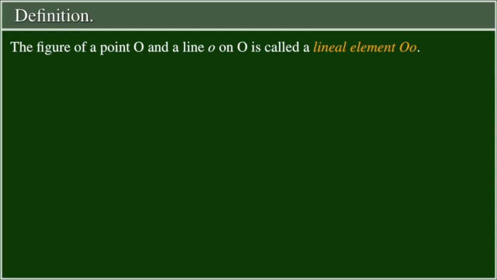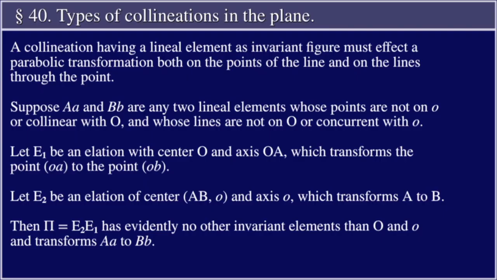Definition. The figure of a point O and a line o on O is called a lineal element, Oo. A collineation having a lineal element as invariant figure must effect a parabolic transformation both on the points of the line and on the lines through the point. Suppose Aa and Bb are any two lineal elements whose points are not on o or collinear with O, and whose lines are not on O or concurrent with o.